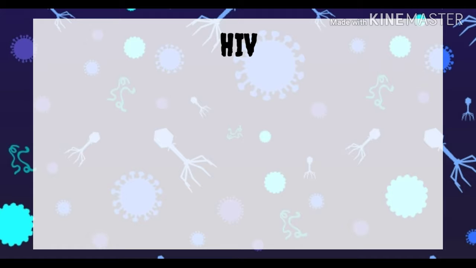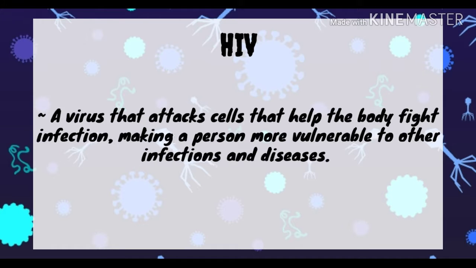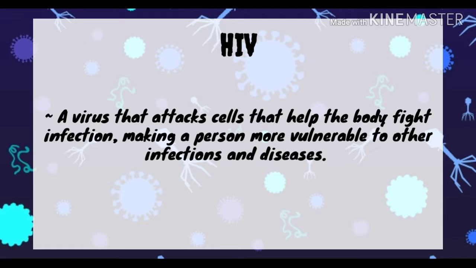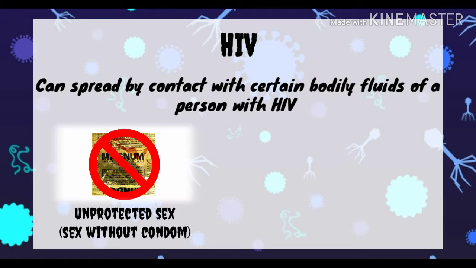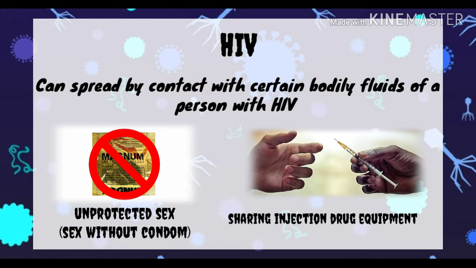HIV, or human immunodeficiency virus, is a virus that attacks cells that help the body fight infection, making a person more vulnerable to other infections and diseases. It can spread by contact with certain bodily fluids of a person with HIV, most commonly during unprotected sex, sex without a condom, or through sharing injection drug equipment.